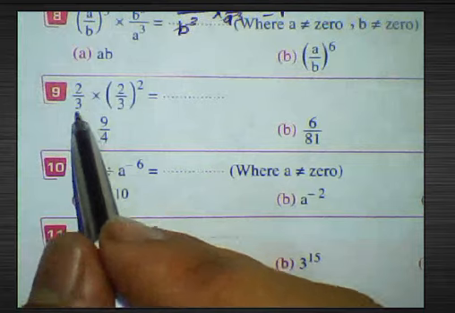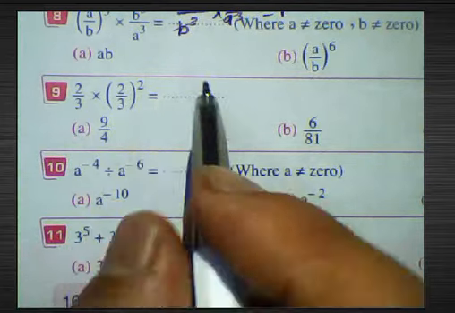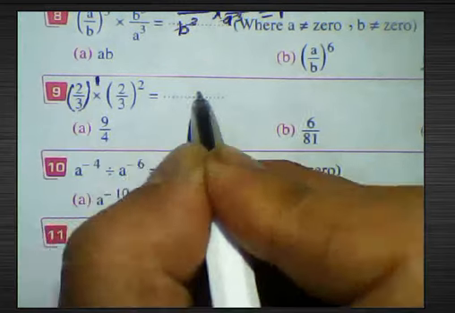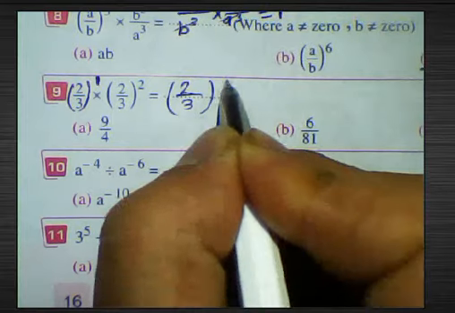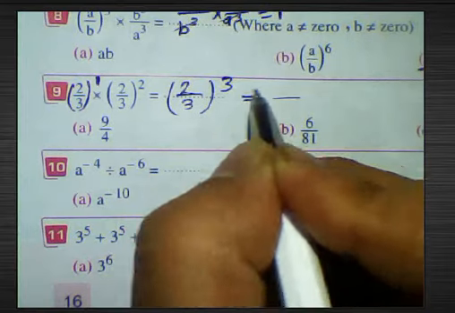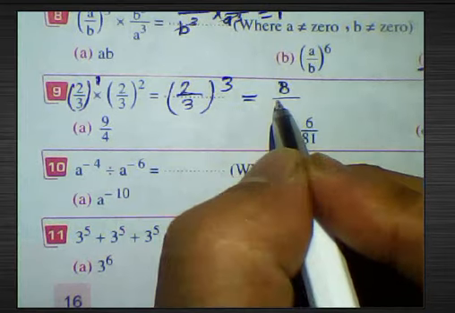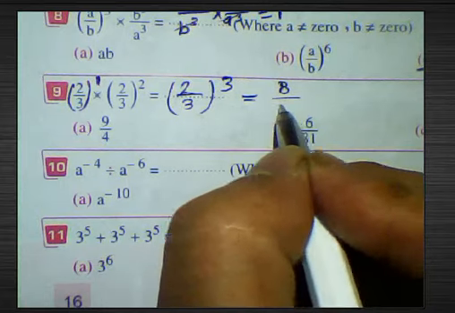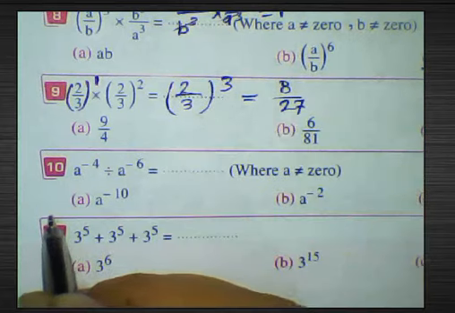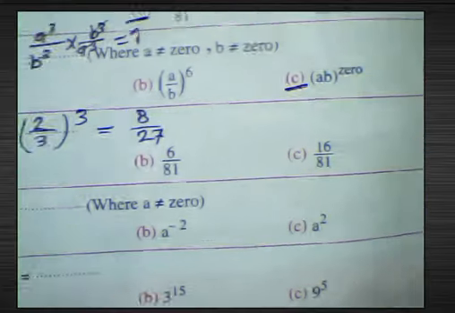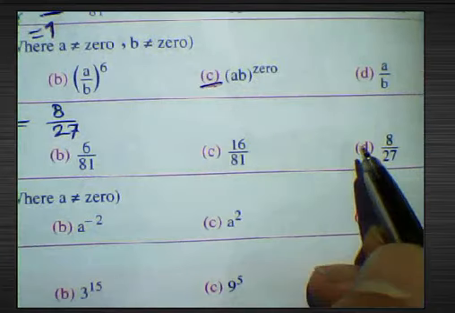Question number 9, 2 over 3 multiply 2 over 3 power 2. We add the powers here. 2 over 3 power 3. 2 power 3 equal 8 and 3 power 3 equal 3 times 3 times 3 equal 27. The result will be 8 over 27.